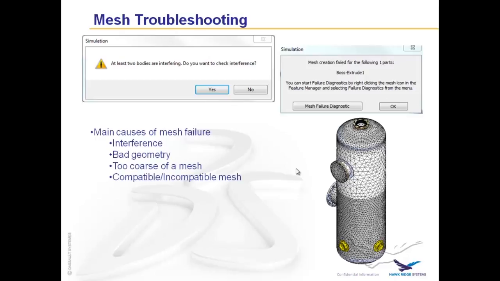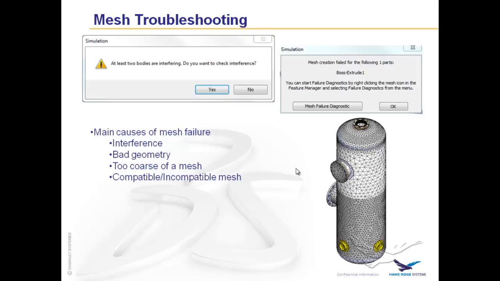Now, there's really only a couple causes for a mesh failure. The first is interference. If you have parts that are interfering even just slightly, in one of the newer versions of SOLIDWORKS Simulation, you're probably going to see this message off to the left that at least two bodies are interfering. Do you want to check for interference? Older versions of the software won't even give you this message. It'll just go ahead and run, and you'll either get a mesh failure or you won't.